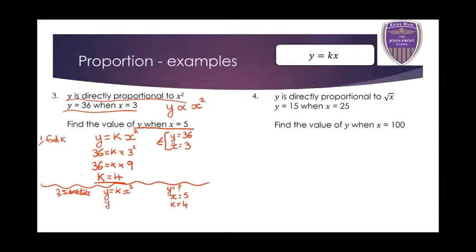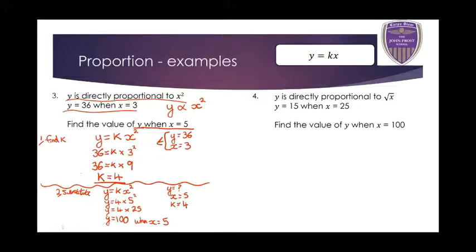We don't know what y is, leave y as y. K is 4, and x this time round is 5. So 4 times 5 squared, y equals 4 times 25. That means that 4 times 25 is 100. So y is equal to 100 when x is equal to 5.